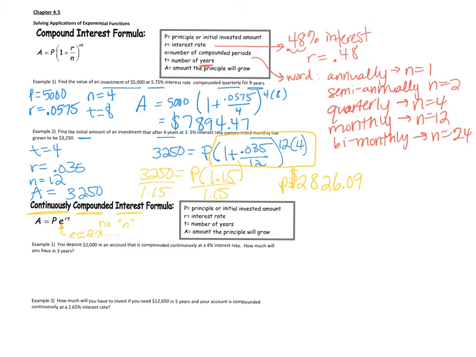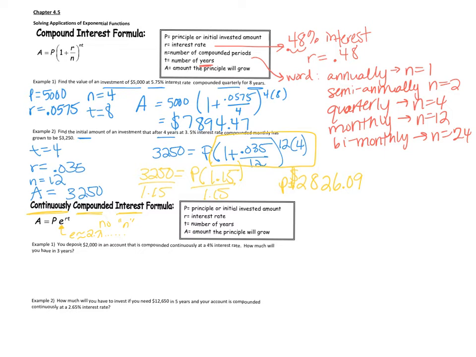I would still be looking for the P, which is my initial, the R, which is the rate, still remembering to move the decimal. The T is still the number of years, so making sure that I'm in years, and then A is still the final amount. So let's see what it might look like here. Let's look at this first example.